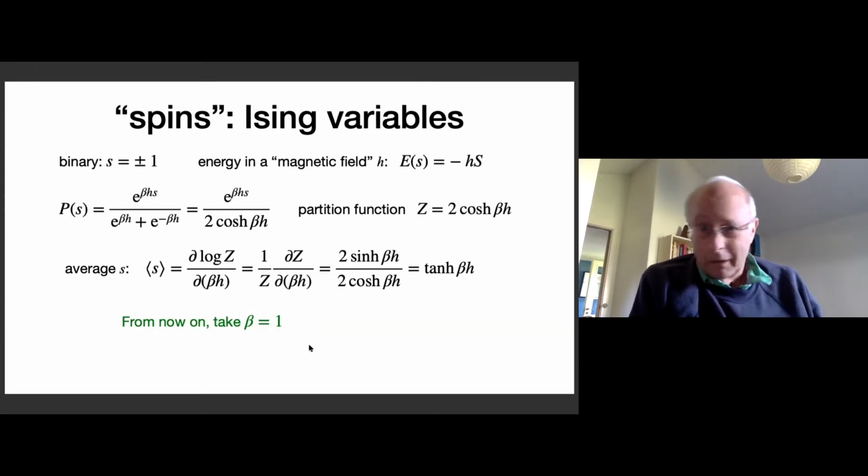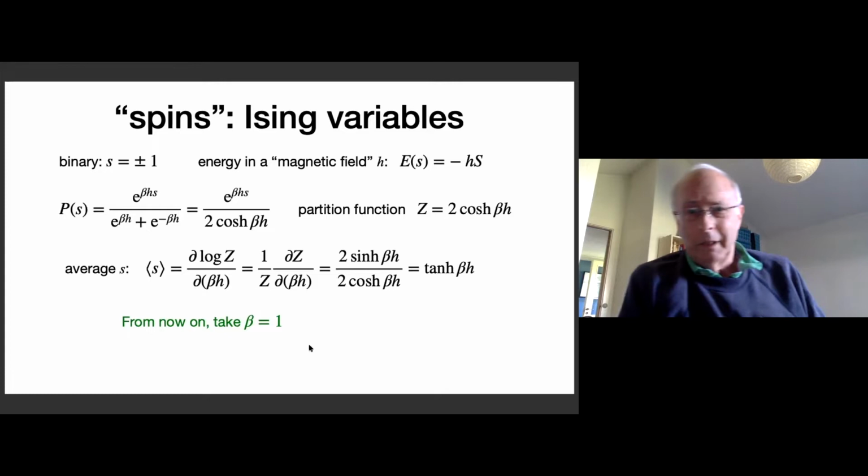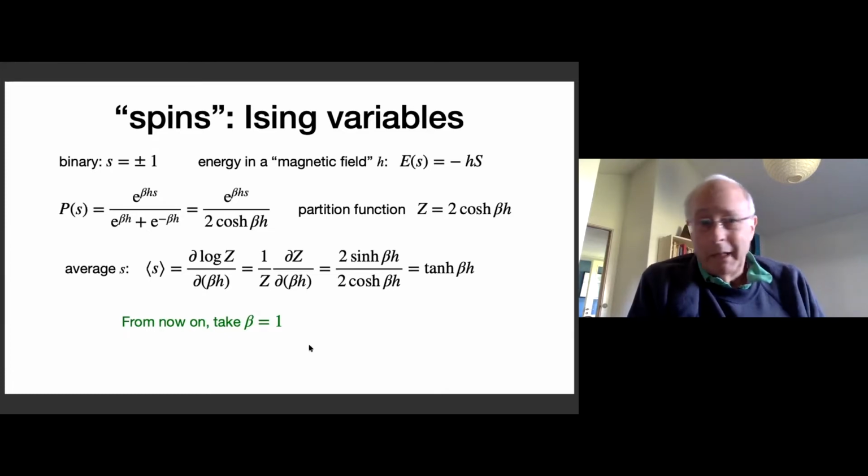The simplest kind of variables are ones that can only take, say, 2 values, and we'll take them to be plus or minus 1. And if we were thinking about little magnetic moments in a material, then the energy is minus h times that plus or minus 1 if it's in a magnetic field H. So this is the sort of background for how this kind of model was developed. So that means that S equals plus 1 has a lower energy than S equals minus 1, and therefore it has a higher probability because the probability is e to the minus beta times E.